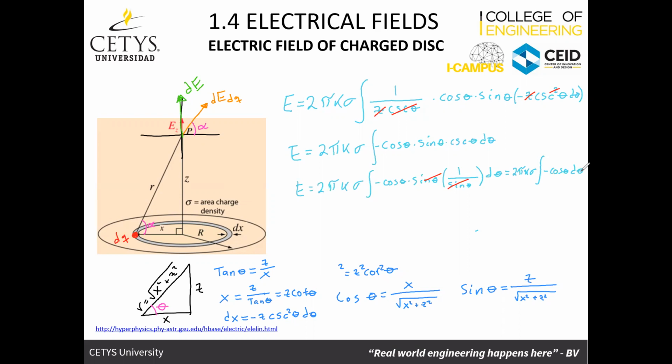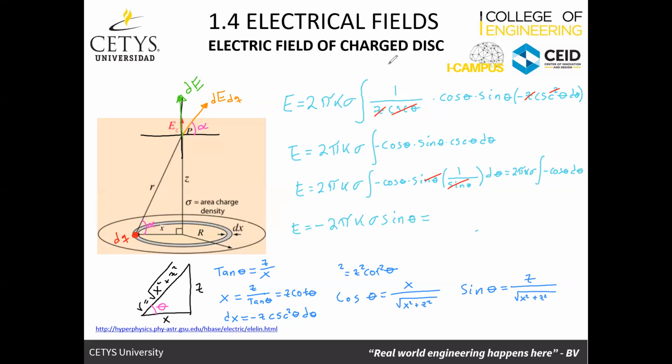Okay. And so the integral of cosine is going to be sine. So in the end, the solution to this integral is going to be E equals 2 pi k sigma. Actually, there's a minus there, so let's put the minus outside. It's going to be minus 2 pi k sigma. The integral of cosine is going to be sine of theta.